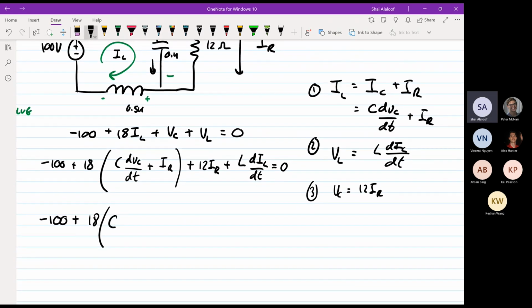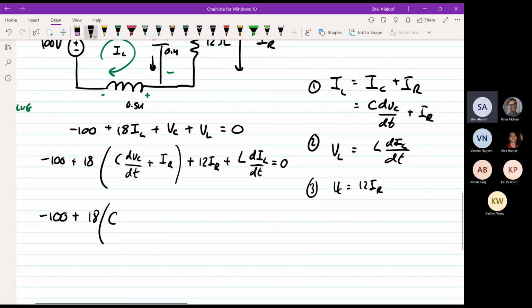dVc on dt, with Vc being the voltage across the capacitor, I'm just going to use equation 3 to say this is 18 times IR. Oh, yeah, I fixed that. Good catch, Alex. Yes, it should be IL, not IR. So I'm just going to use equation 3. So it's C times 12 dIR on dt. Cool, that's fine. Plus IR.